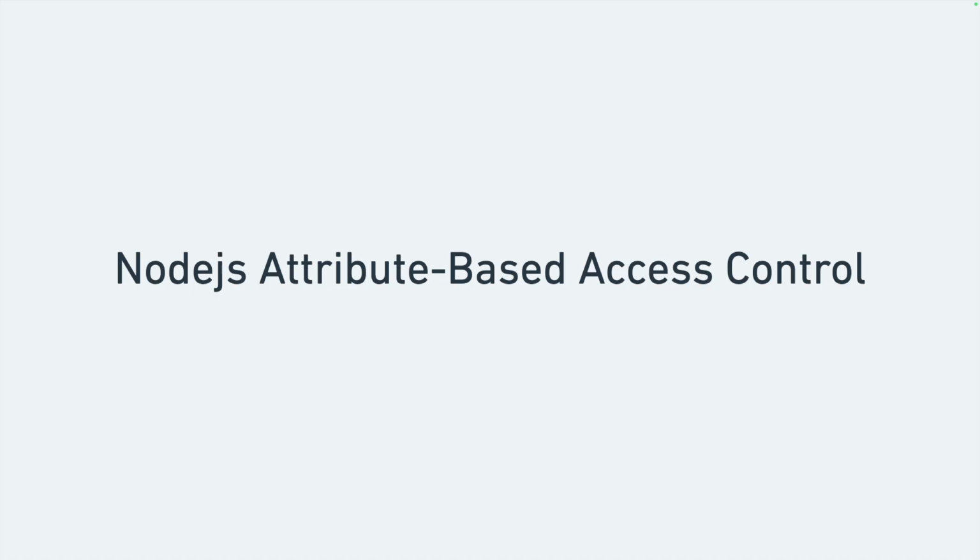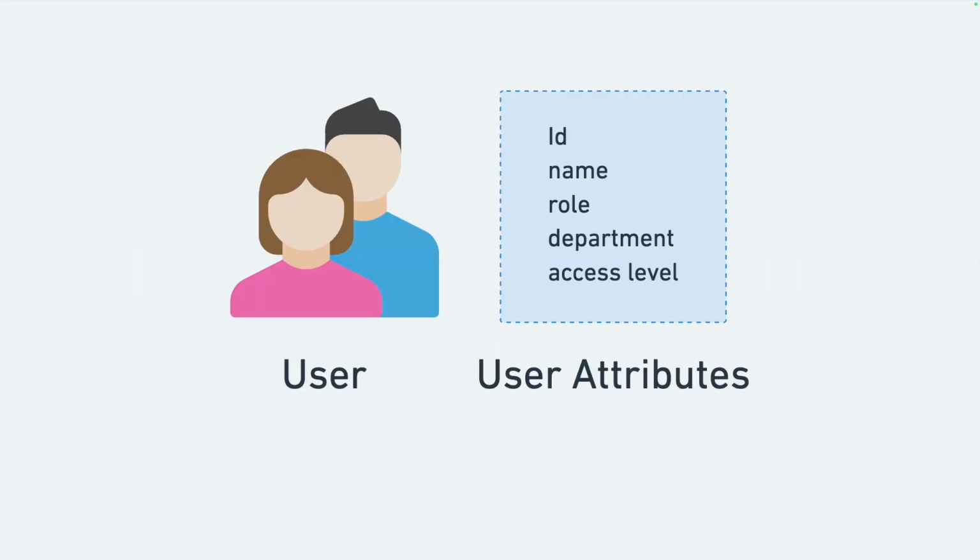Alright guys, before we jump to Visual Studio Code and start working on our Node.js attribute-based access control project, we will first go through some slides and understand what attributes are and how this all works together. So you will see that we have a user and user attributes. The user attributes will be the ID, name, role, department, and the access level.